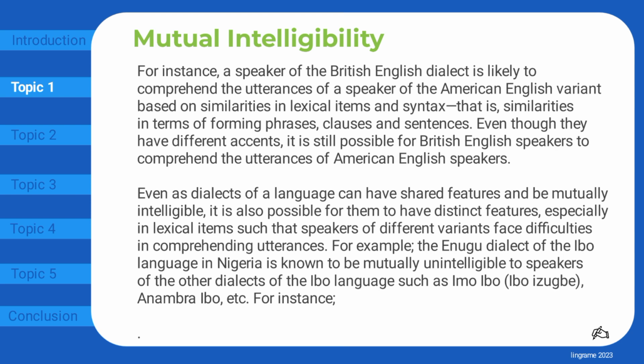Even as dialects of a language can have shared features and be mutually intelligible, it is also possible for them to have distinct features, especially in lexical items such that speakers of different variants face difficulties in comprehending utterances. For example, the Enugu dialect of the Igbo language in Nigeria is known to be mutually unintelligible to speakers of the other dialects of the Igbo language such as Imo Igbo, Igbo Ezugbe, Anambra Igbo, etc.